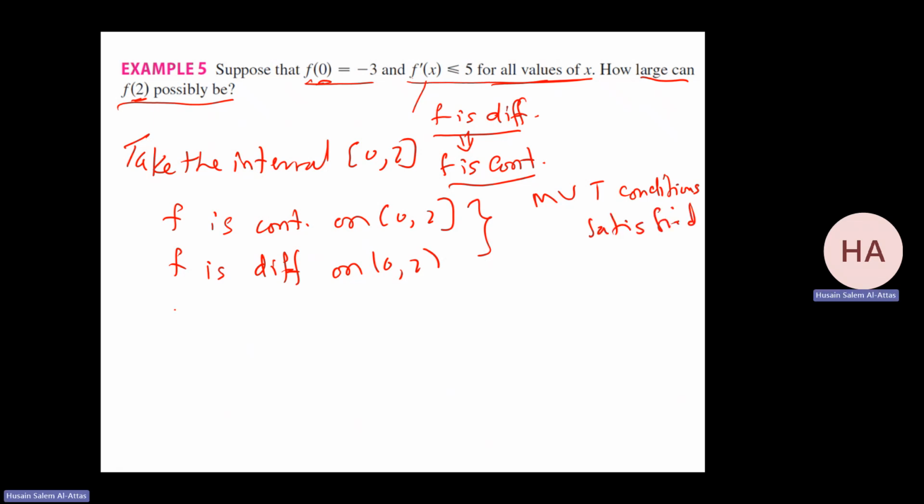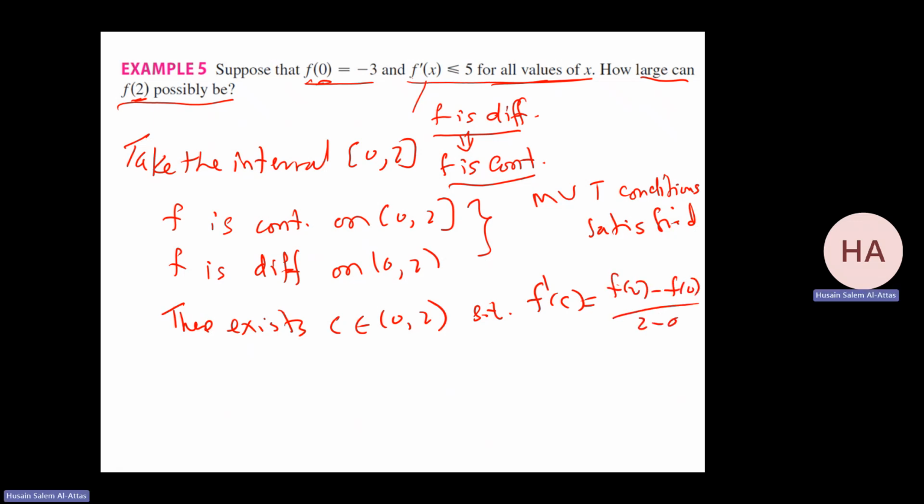So that means there exists a C that belongs to the interval 0 and 2, such that f prime at C equals f of 2 minus f of 0 over 2 minus 0. So that means f prime at C. What is f of 2? I don't know, this is what I'm looking for. f of 0, he said minus minus 3, so that will be plus 3, over 2.